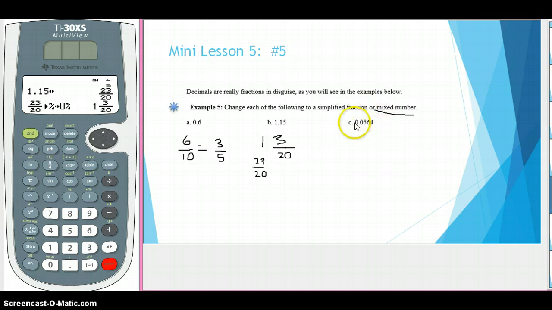Now looking at this next number, this is the tenths, hundredths, thousandths, 10,000ths place. So this would read 564 10,000ths, or 564/10,000.